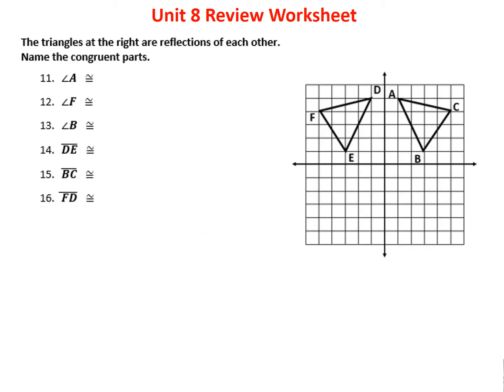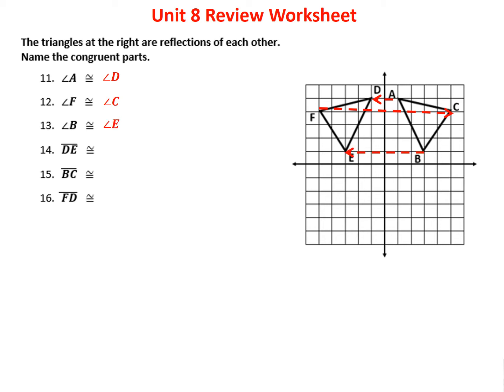The triangles at the right are reflections of each other. Name the congruent parts. Well, first of all, notice how they're reflected. They're reflected across the y-axis. So notice that A is reflected over to D, and so angle A goes to angle D. F, on the other hand, is reflected over to C, and angle B is reflected over to E.